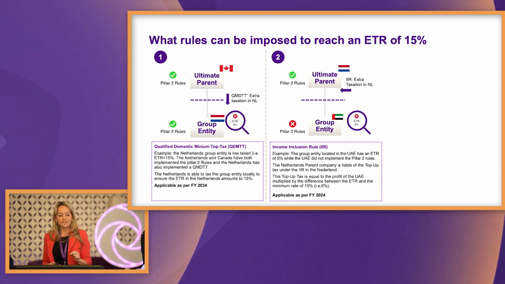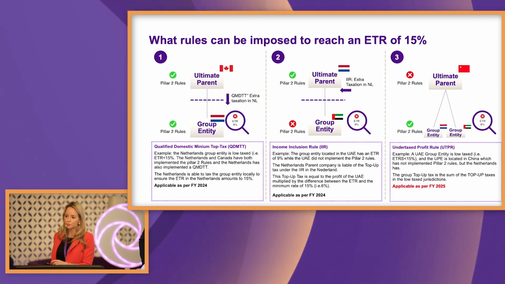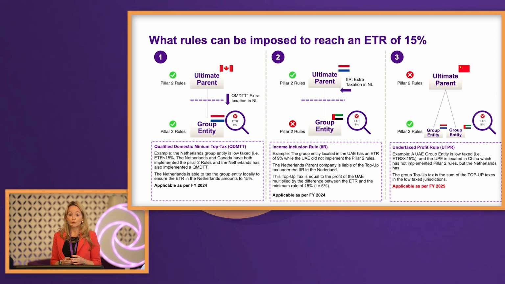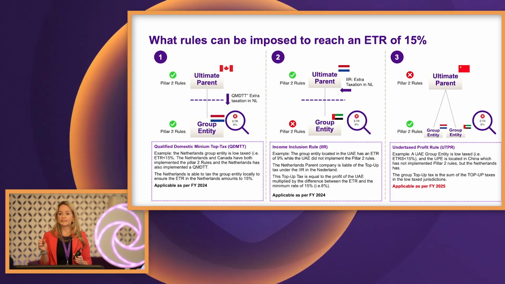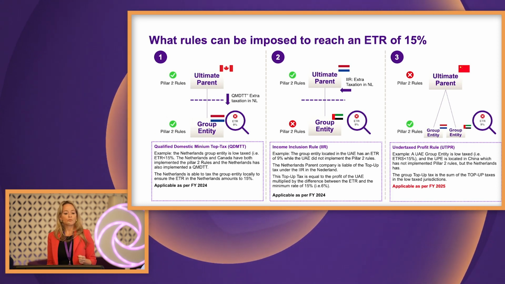So these rules make sense. And then we have another rule, the under-taxed payment rule. That rule basically means the following. By the way, it's only applicable as per 2025, so that rule is not applicable yet. But that one works out as follows.